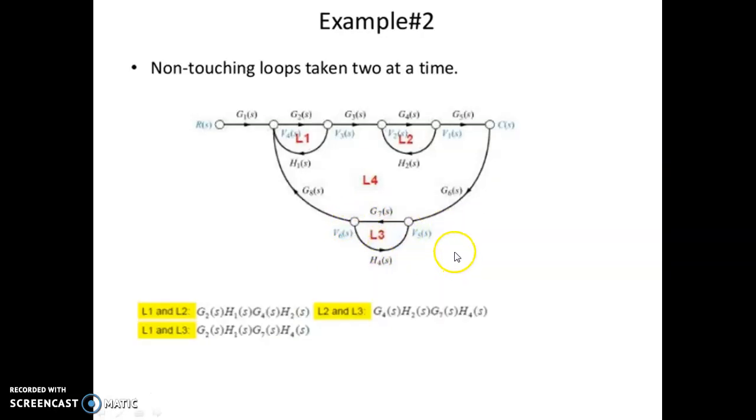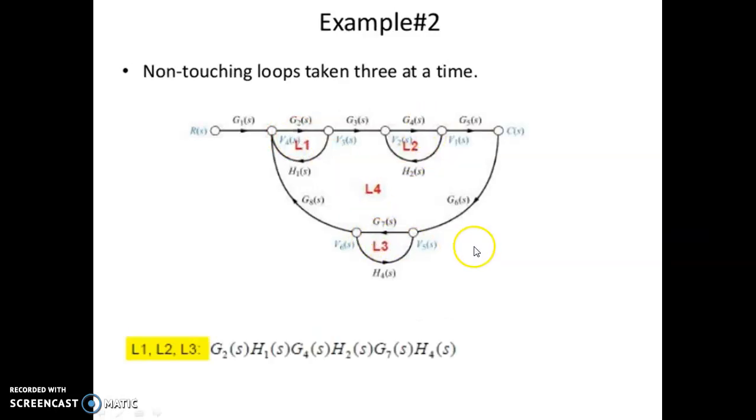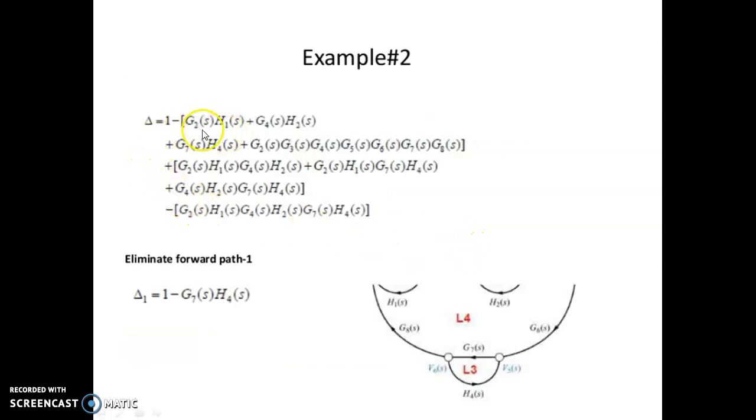Right. Next, non-touching loops, two at a time. Yes, we are having L1, L2, L1, L3, right? Then L2, L3. Then non-touching loops, three at a time. Yes, L1, L2, L3 is possible. So this will be delta: 1 minus loops plus non-touching loops 2 at a time minus non-touching loops 3 at a time.